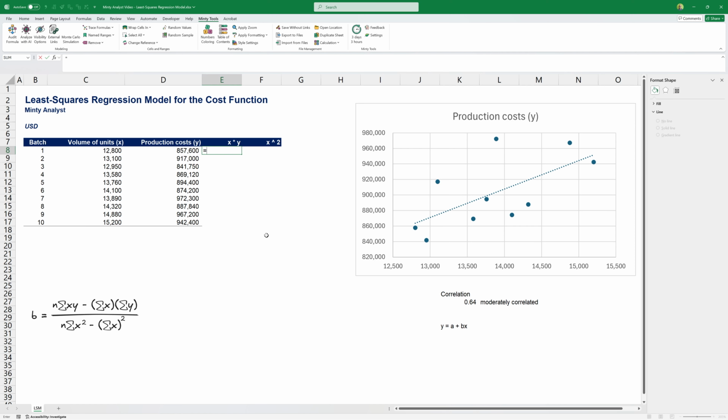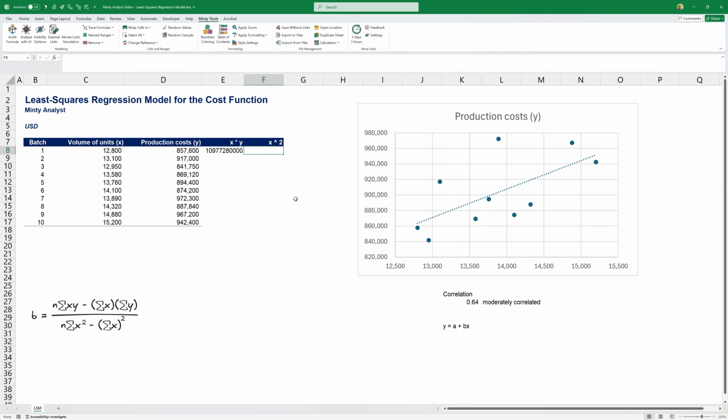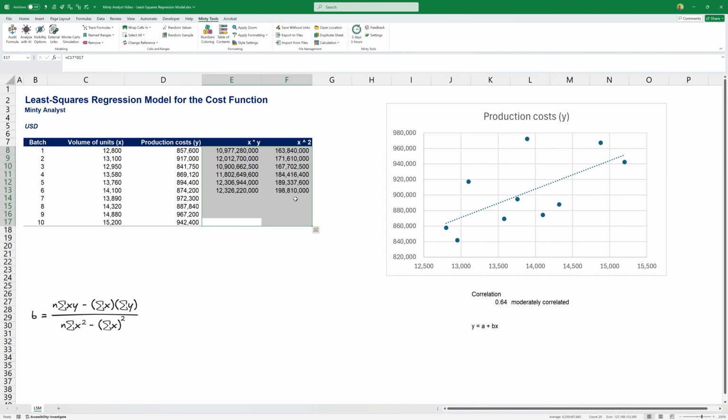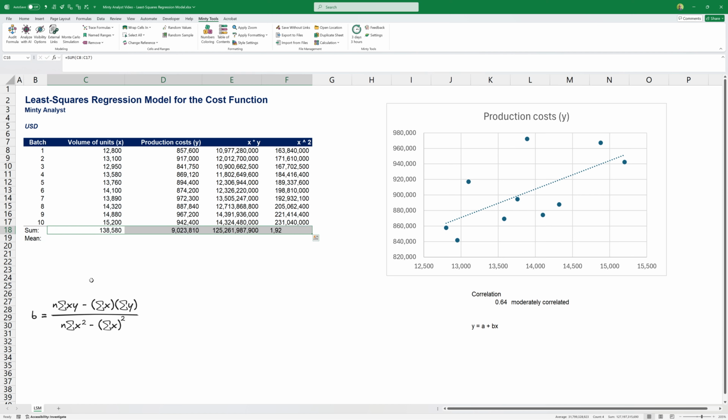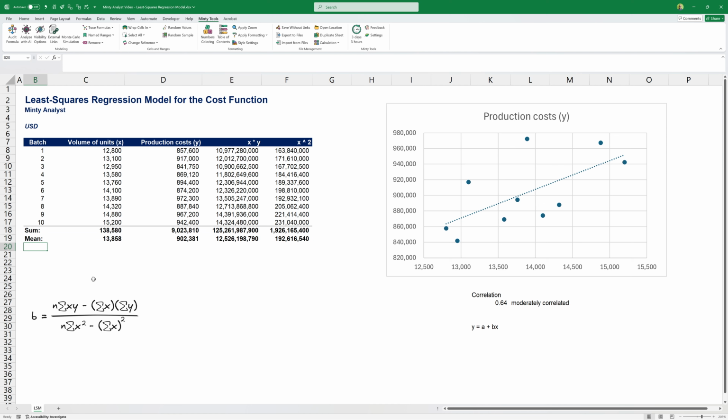So x multiplied by y is this multiplied by this. We close that, and then this is x to the power of 2. Format those, copy them down. Then I need the total, the sum, and I also need the mean, the average. So the sum will be this. I'm gonna copy that over to the side, and the mean will be the average of those here. And I'm also gonna copy that to the side. Both those, because those are the ones that we'll use.